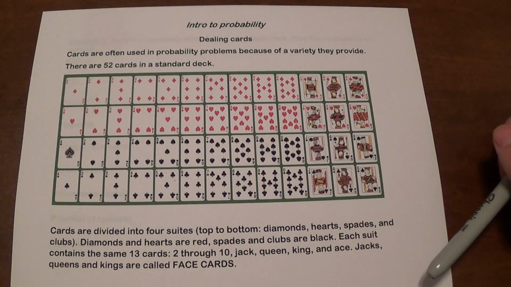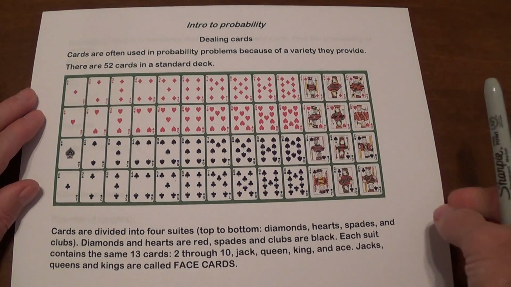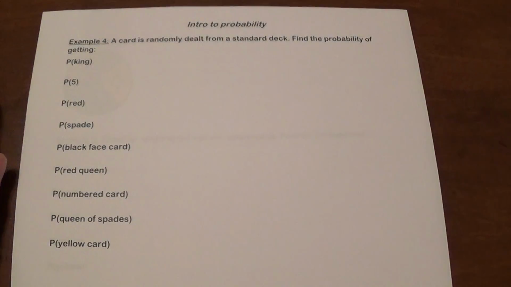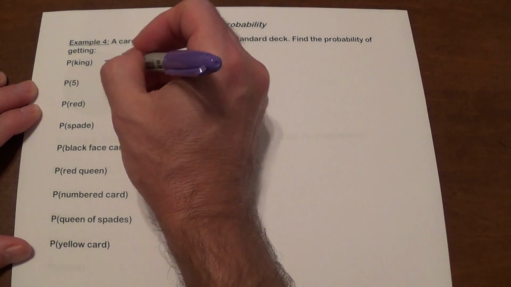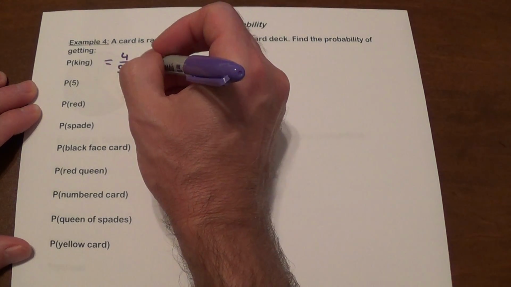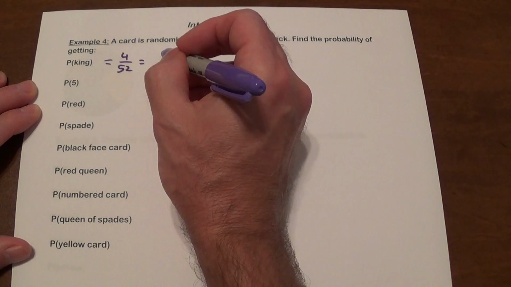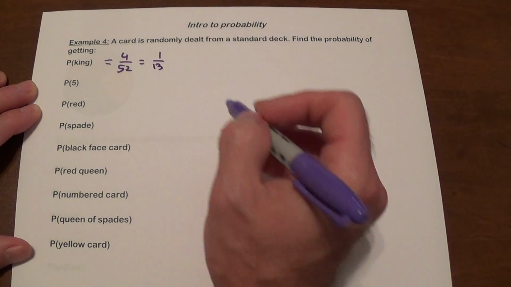Also we have cards that are called face cards. Those are cards with faces: jacks, queens, and kings. Alright, let's take a look at some probability questions. A card is randomly dealt from a deck. What's the probability that it's going to be a king? Well, a deck contains 4 kings, and there are 52 cards total. This can be simplified to 1/13.